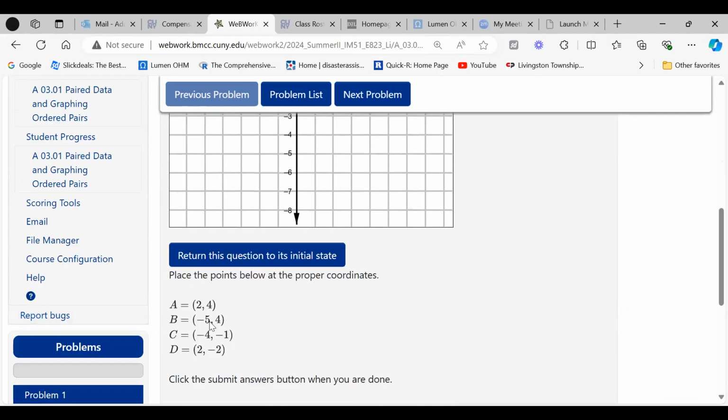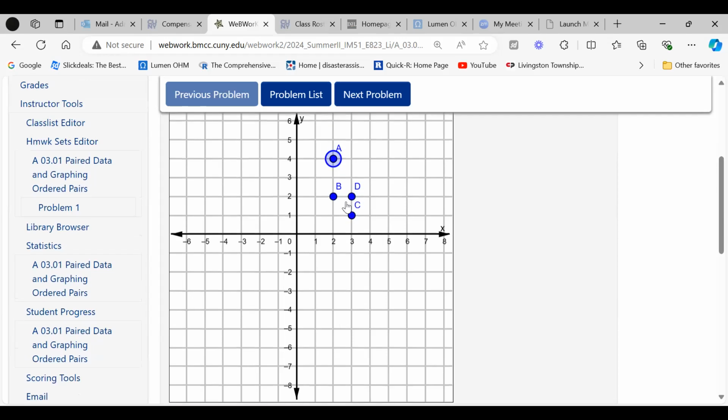Second point, point B is negative 5, 4. So B is x value equal to negative 5: negative 1, negative 2, negative 3, negative 4, negative 5, and 4. Y value equal to 4: 1, 2, 3, 4, right? Y value goes up to the limit. Right?